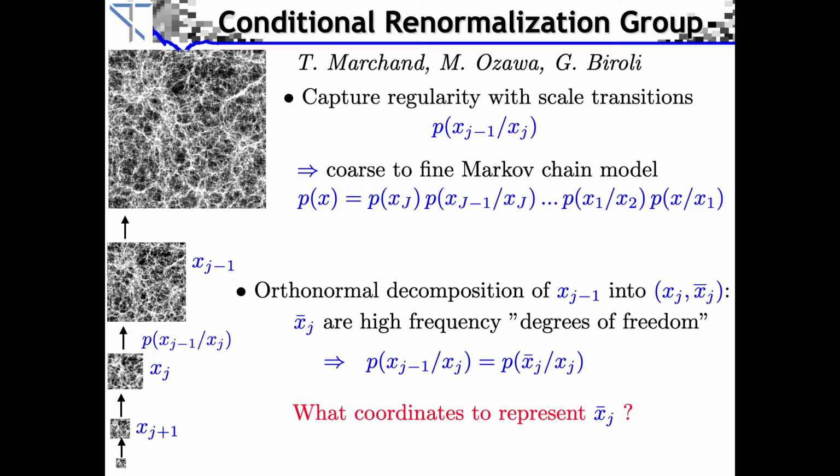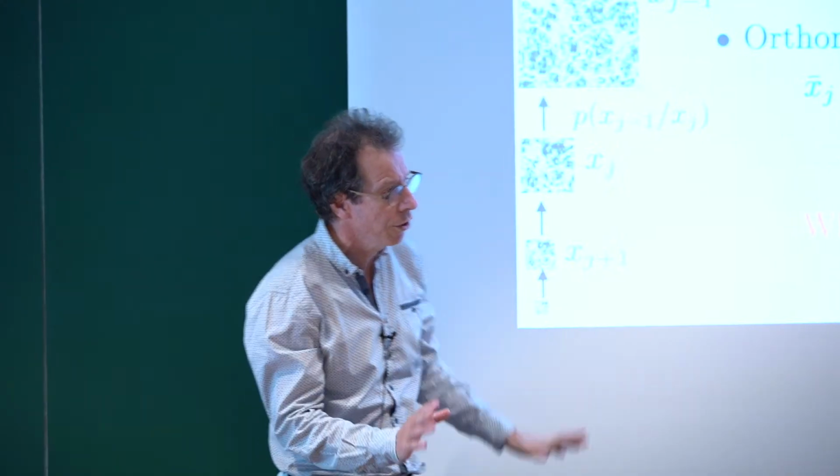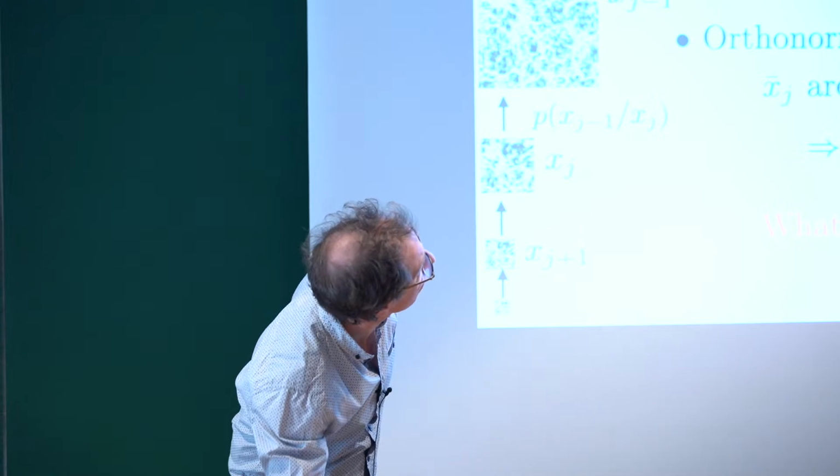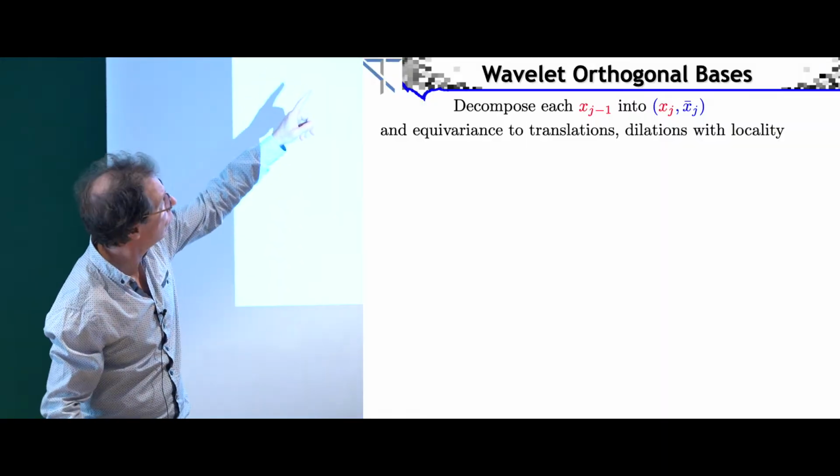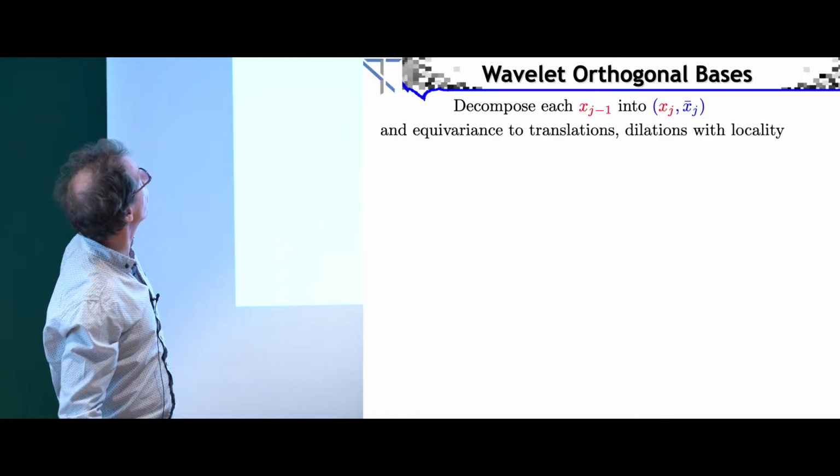Why is the chain Markov? Oh, it's just because the information here is included into here. So there's nothing deep here. Okay, so you want to decompose xj minus 1 into xj and xj bar.